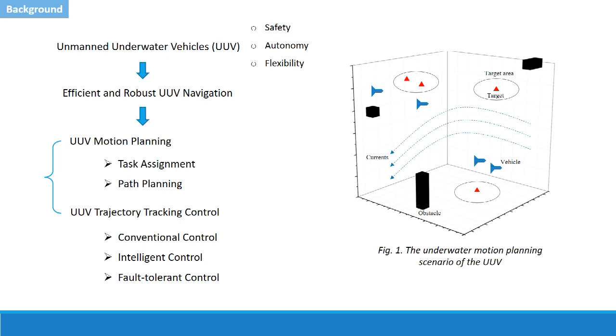And for the UUV trajectory tracking control, we divided them into conventional control, intelligent control for the trajectory tracking, and also the fault-tolerant control for the trajectory tracking in the cases when the UUV encounters damage to its thrusters.